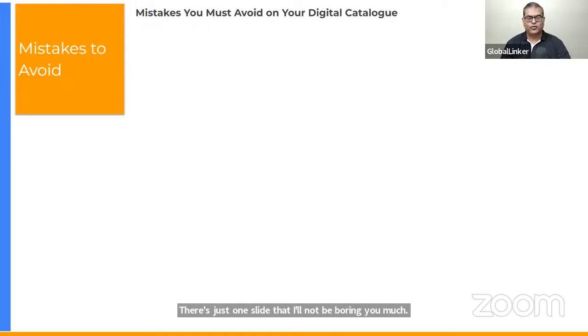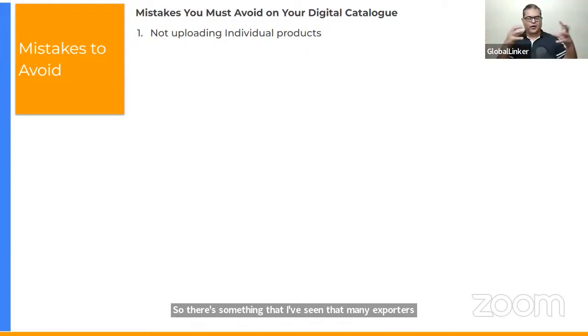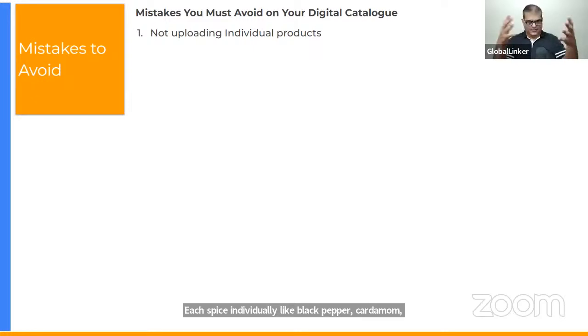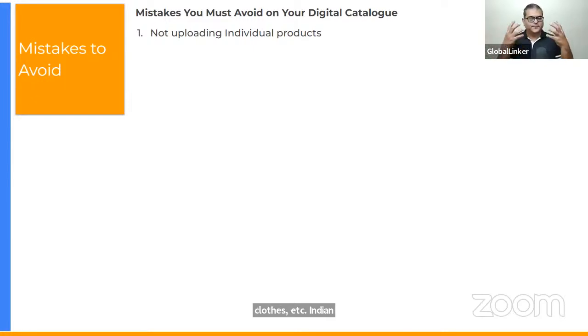Now, the mistakes that you should be avoiding on your digital catalog. The first is not uploading individual products. This is something that I've seen many exporters do, and I'm not sure why they do it. So for example, you are into spices. Instead of uploading each spice individually, like black pepper, cardamom, cloves, etc., you upload just one product, Indian spices. This is where you are reducing your digital footprint deliberately, right?